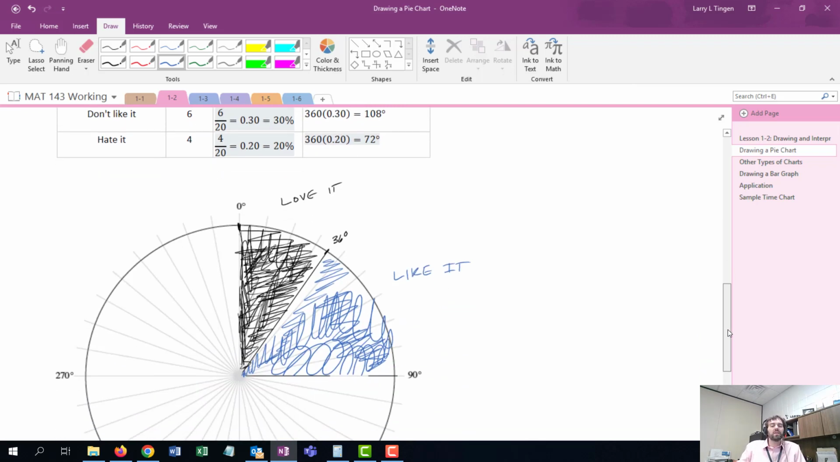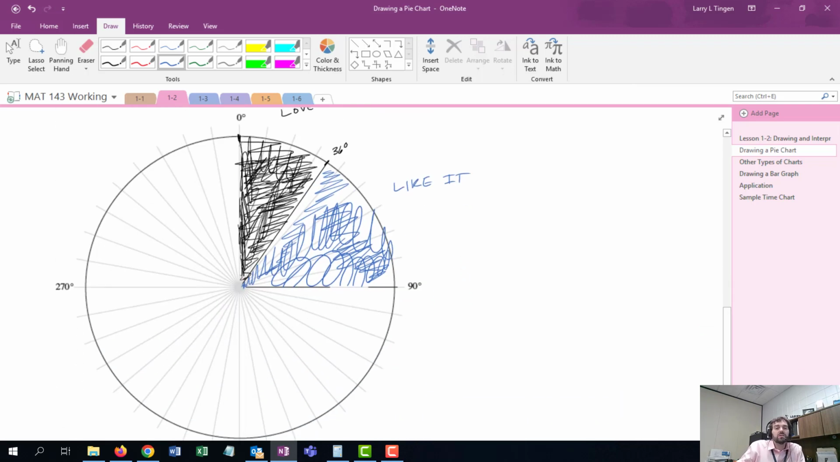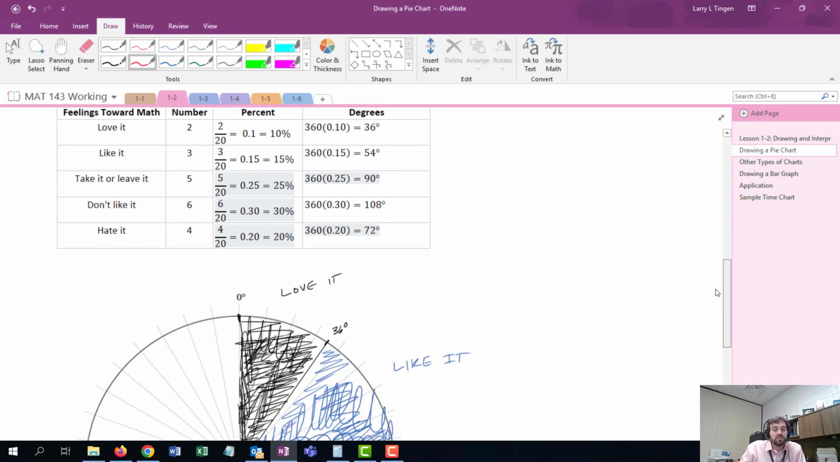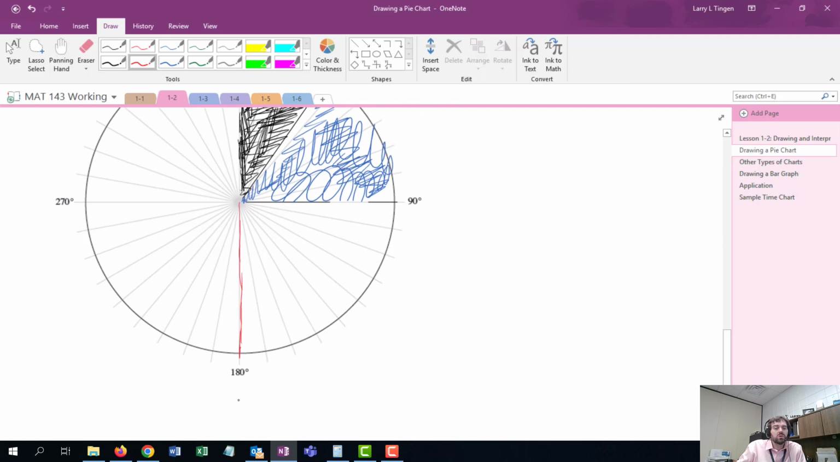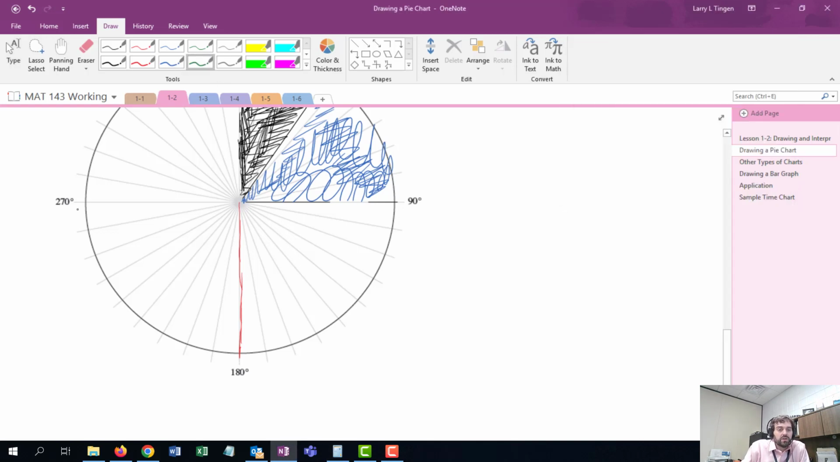categories. So if I follow that process along, the next one, take it or leave it, it's 90 degrees. So that is going to cut where? Well, if I'm starting at 90 and I want to go 90 degrees, that's going to land me at 180. So all of this wedge is going to be the take it or leave it. And then the next one is going to be the don't like it. So that's 108 degrees. So 108 degrees from 180. 180 plus 108 is going to take me over to 288. 288 is going to be where? There's 270, here's 280. This is 290, so we're going to be somewhere in there.